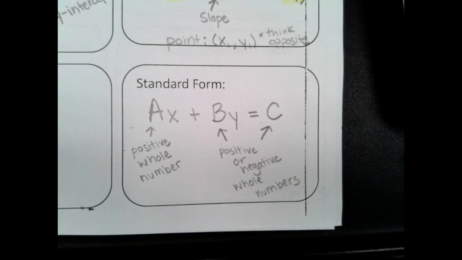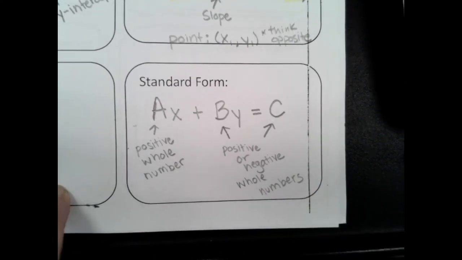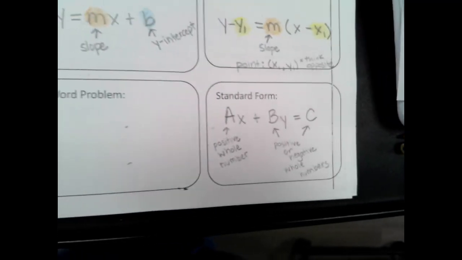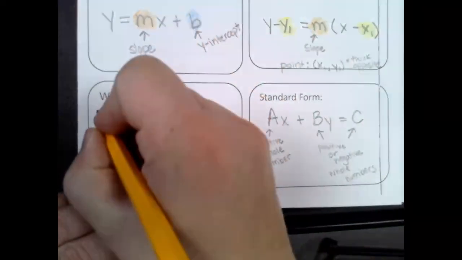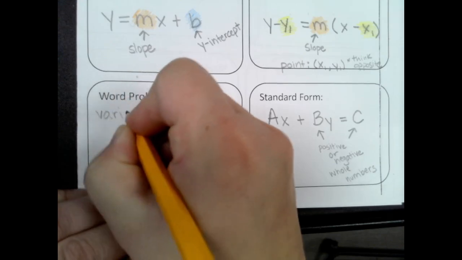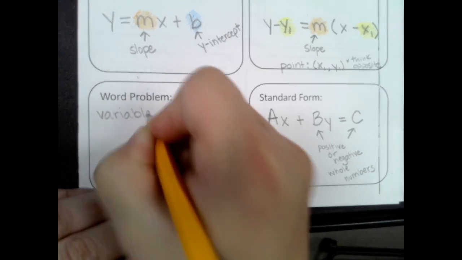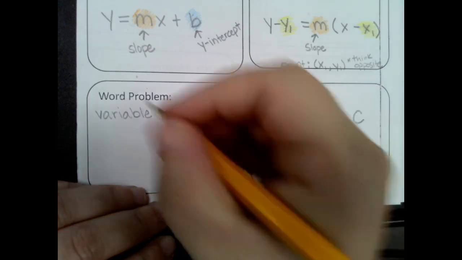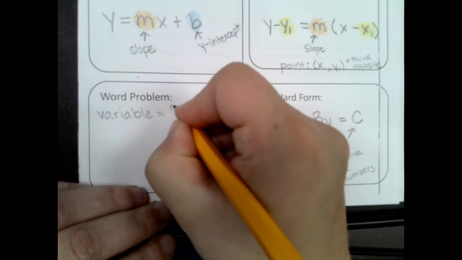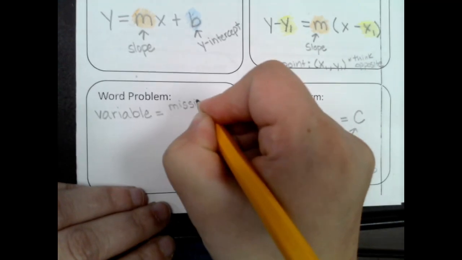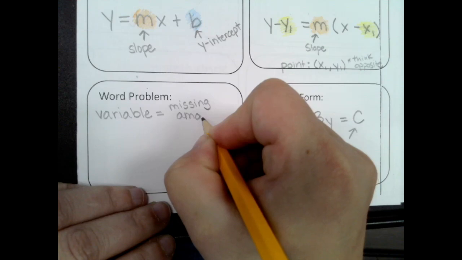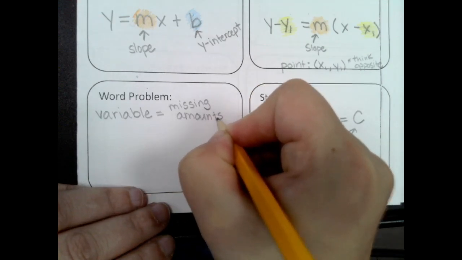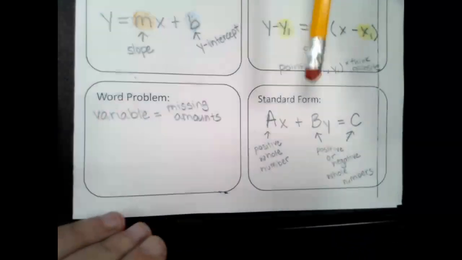All right, and then our last form is a word problem. Word problem means a real life situation. A couple hints for word problems that we're going to write. Anytime that I need a variable, a variable means I'm looking for missing amounts or changing amounts even. So a variable means we're looking for missing amounts.